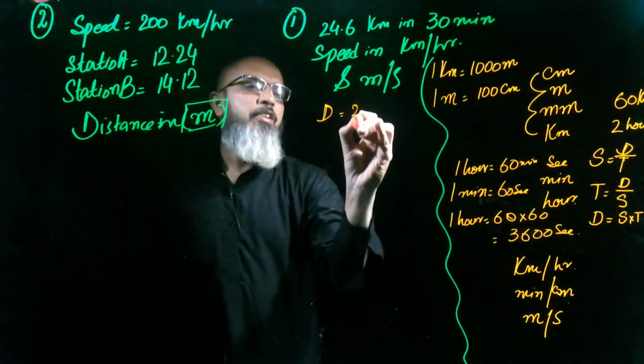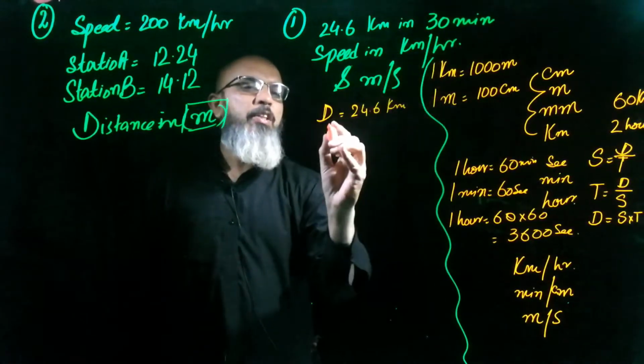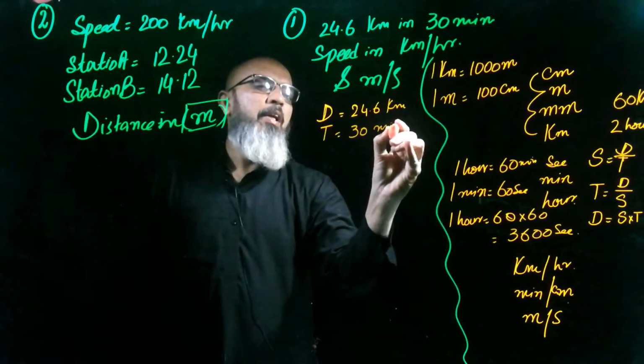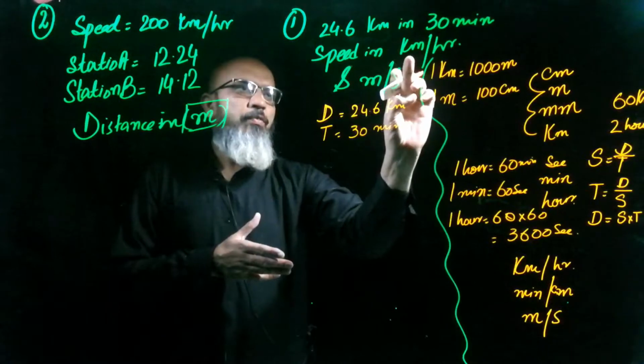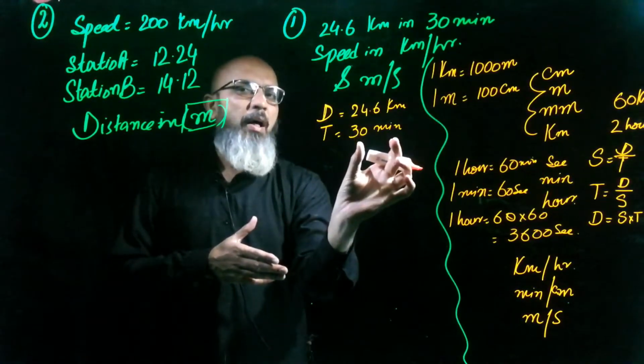The distance here is 24.6 kilometers. And what is your time? Time is equal to 30 minutes. Now we have to find the answer in two units. First one is kilometer per hour, which means we need time in hours.